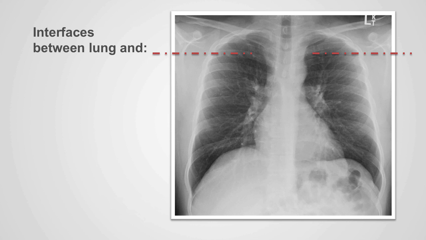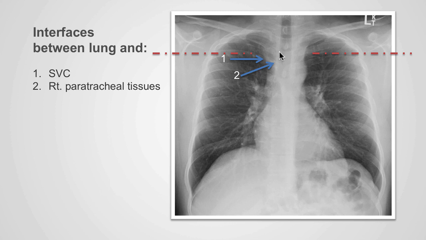So let's now practice identifying the interfaces created between the lung and the other anatomical structures. Along this line, we can identify various interfaces. Can you identify what is causing this border? The answer is the superior vena cava. We can see another interface at this level. Can you identify what that is caused by? That is caused by the tissues in the right paratracheal region.